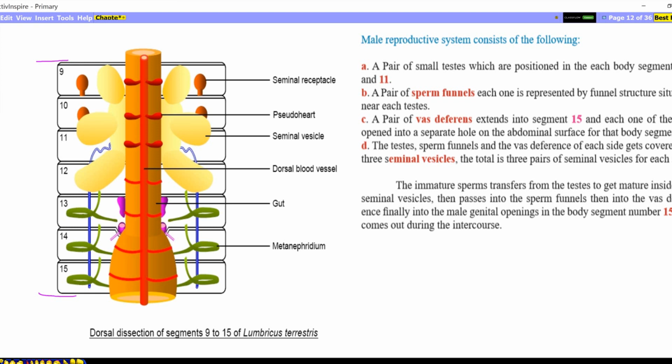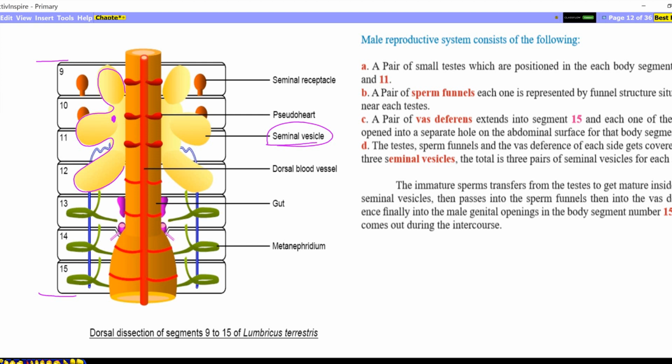For male, a pair of small testes which are positioned in body segment number 10 and 11. But we cannot see them because of this yellow colored part, it's seminal vesicle, which is like a big bag structure containing the testes. After the testes produce the sperm cells, they release them into the seminal vesicle to store them until copulation time.